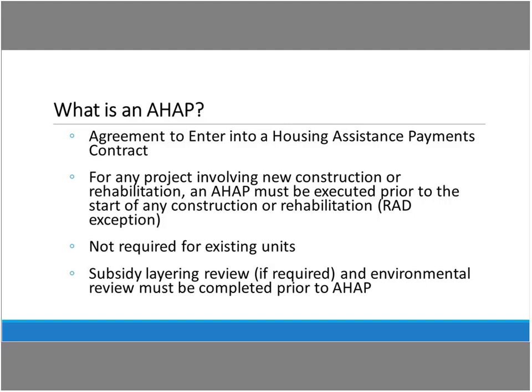It's not required for an existing unit. So again, going back to the difference between existing or rehabbed: in this context, an existing unit is a unit which substantially meets HQS, substantially being defined by the Housing Authority. A rehab unit is a unit which does not substantially meet HQS at the time of the award. Remember that distinction because it has a bearing on whether an AHAP is necessary. A subsidy layering review may be required. An environmental review is required prior to entering into an AHAP agreement.